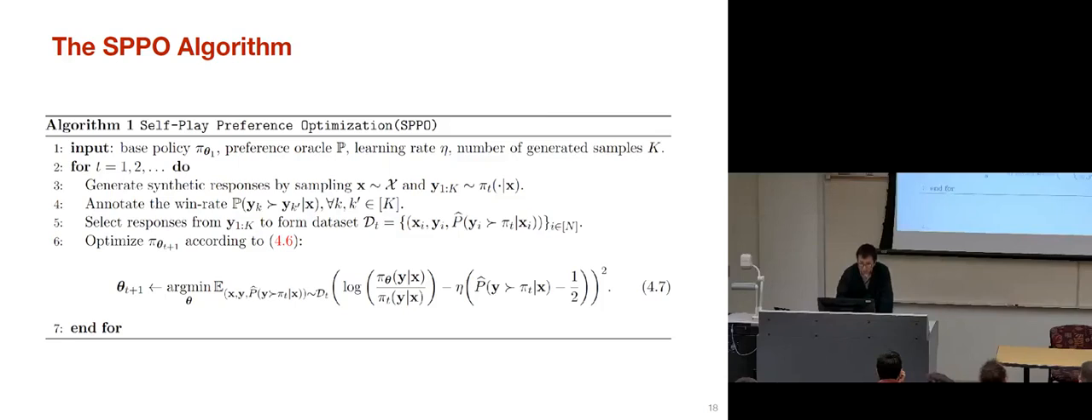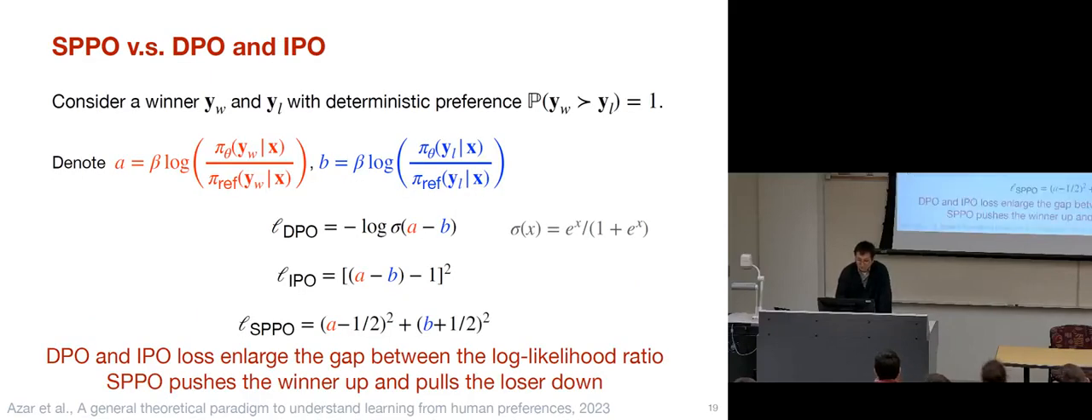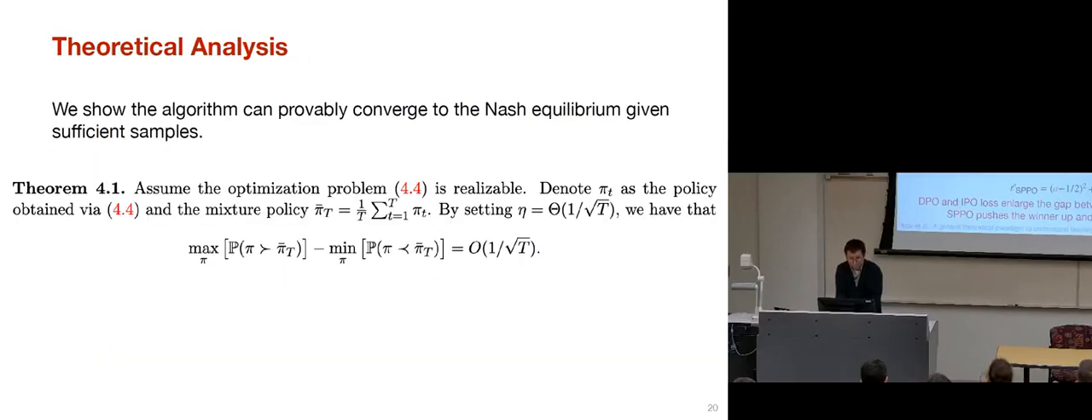And for this SPPO loss, we derived, if you choose, for example, the probability for the winner as 1 and the probability for the loser as 0, then we get this loss function, which is (A minus 1/2) squared plus (B plus 1/2) squared. And by minimizing this objective function, we will try to push A to be equal to 1/2, and push B to be equal to -1/2. And this is desirable because we want to maximize the reward for a winning response and minimize the reward for the losing response.